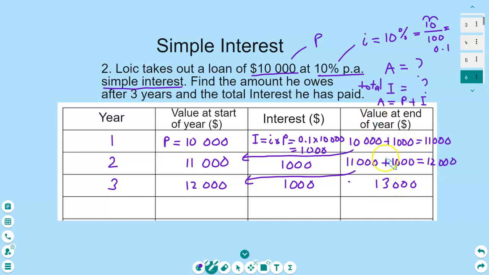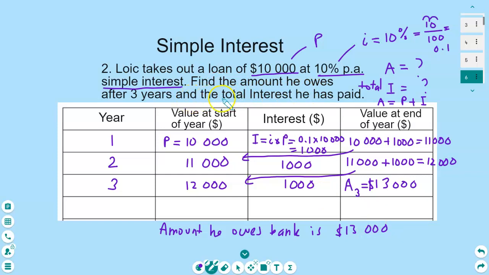Okay. So the amount in his account, or the amount that he owes the bank at the end of year 3 is $13,000. So I'm going to say amount he owes the bank, even though he just took out a loan of $10,000, he owes the bank the interest as well. So it is $13,000. Okay, we haven't answered the question fully yet.